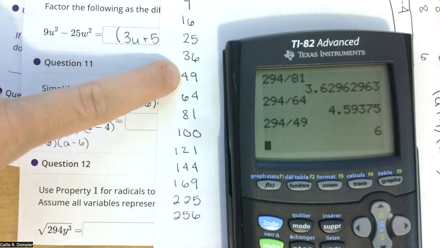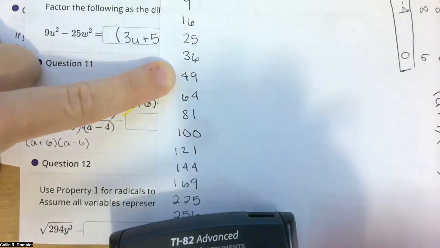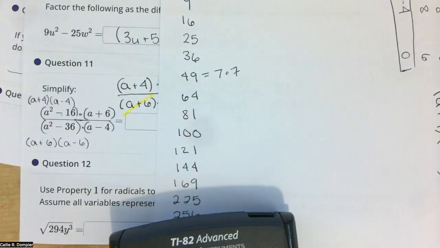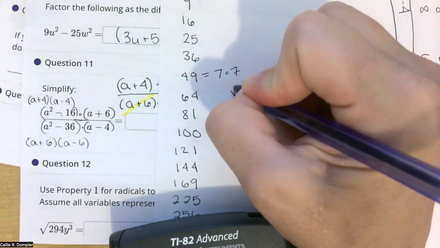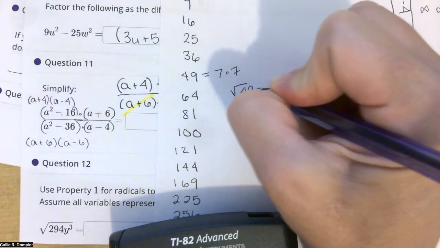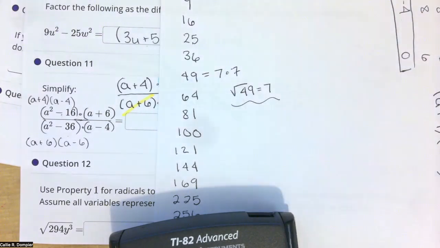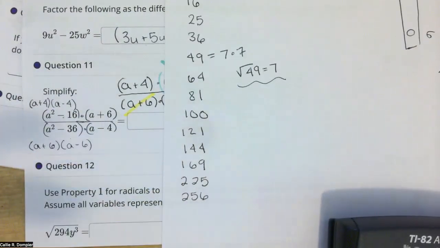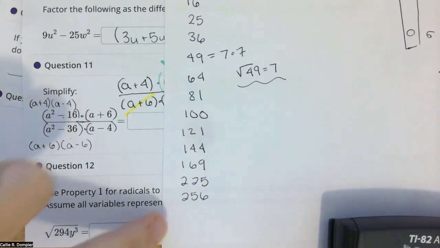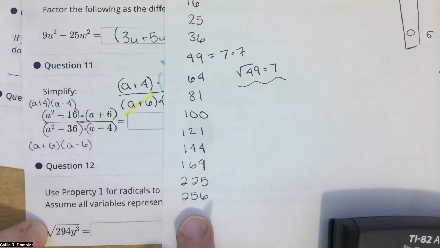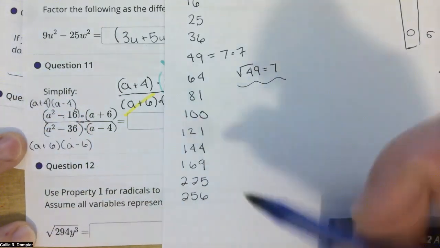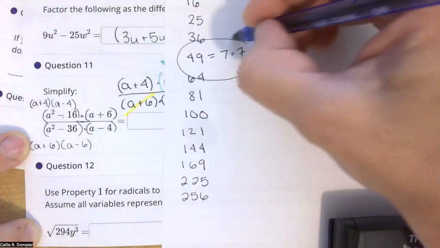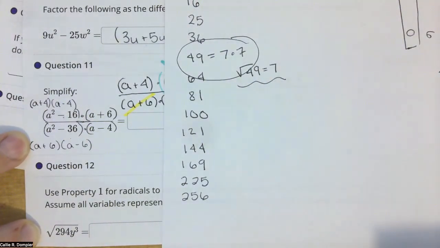Okay, so we know that 49 is 7 times 7. So the square root of 49 is 7. That's why we did that. So you find the list of perfect squares, or you make it with your calculator. And then you start with a number smaller than that one, but a big number, and you just go down until you find a match. Because you want to find the biggest match possible.